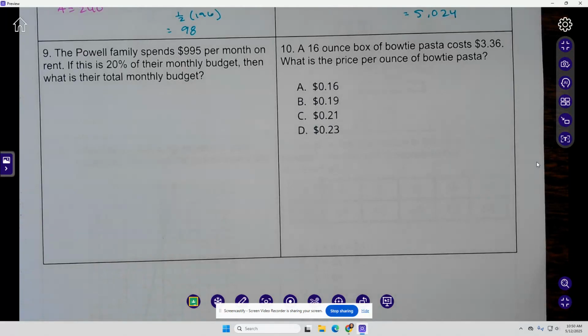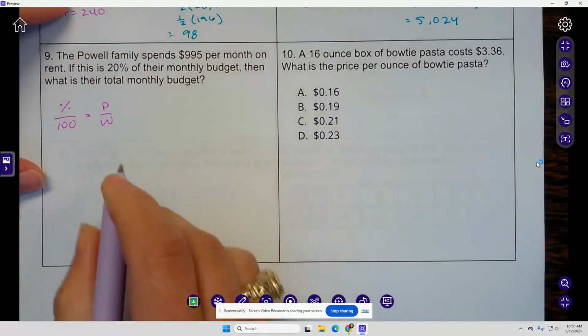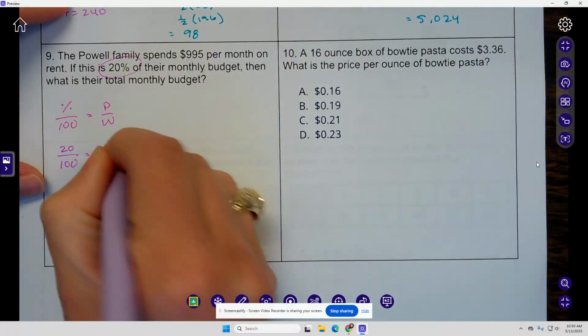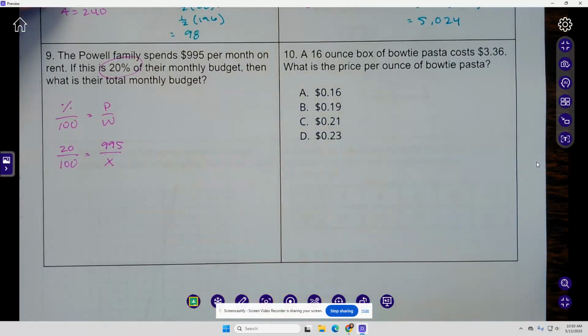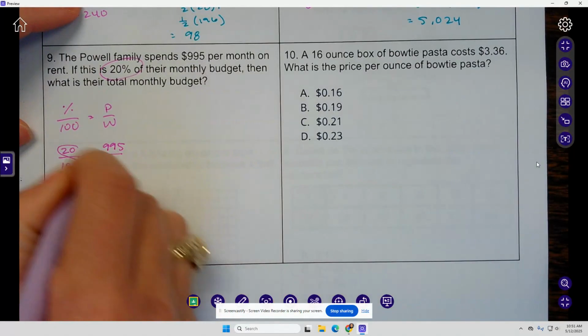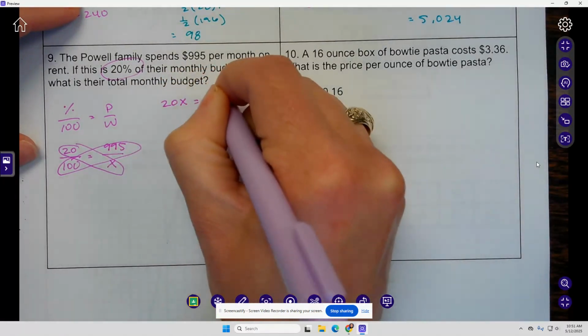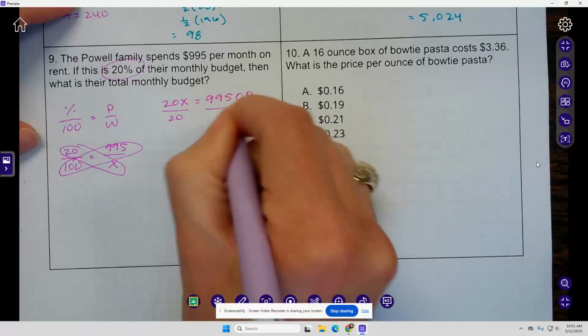Number 9, the Powell family spends $995 per month on rent. If this is 20% of their monthly budget, then what is their total monthly budget? So I'm going to do percent over 100 equals part over whole. Okay, I know that this is 20%, so I'm going to plug 20 over 100. I know that this is the part, and I'm trying to find the total. So I'm going to cross multiply. So that would be 20x equals, remember our little trick, I'm just going to add the 2 zeros at the end. So then I'm going to divide by 20.